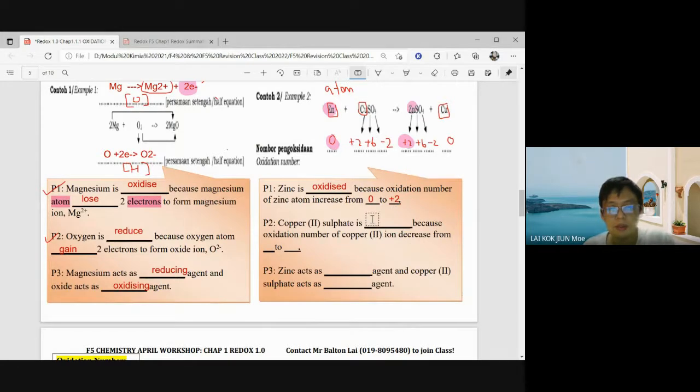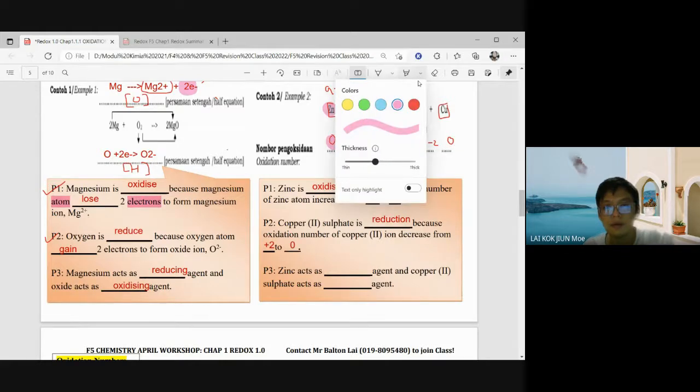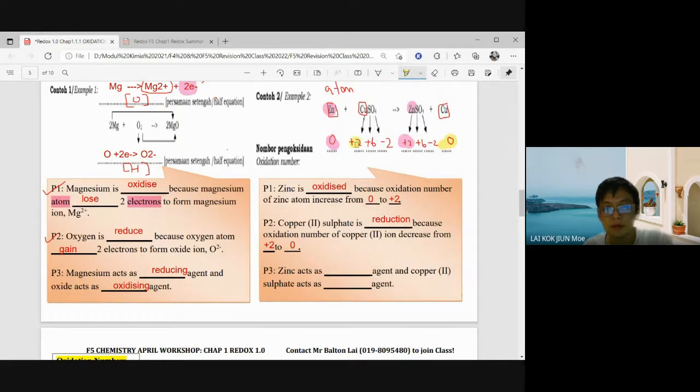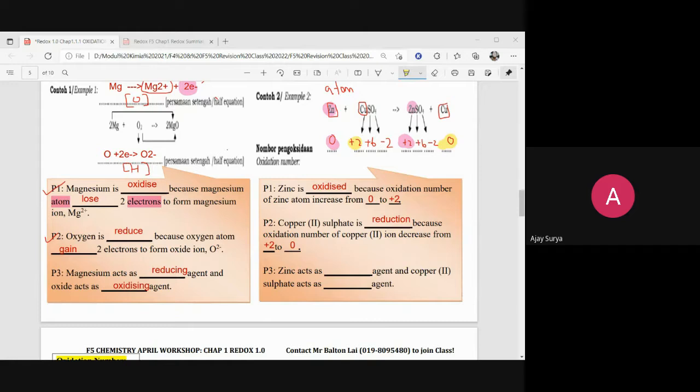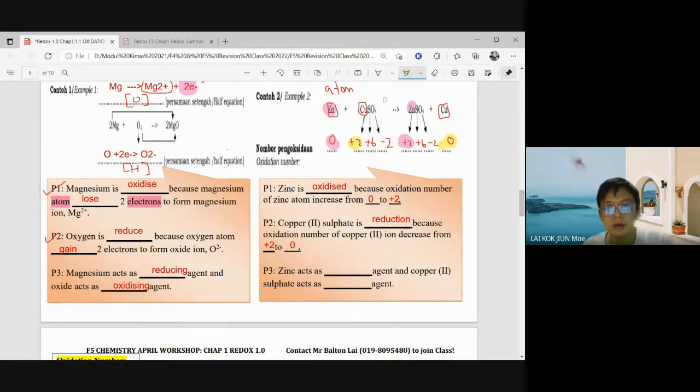Okay. So how about point 2, AJ? Copper 2 sulfate is? Reduction. Very good. Reduction. Because the copper 2 plus reduced from positive 2 to zero. Right? Zero here. Can, AJ? This is zero. Okay, so zinc acts as what agent? Reducing agent. Very good. Reducing agent, it is the opposite, right? Reducing agent.